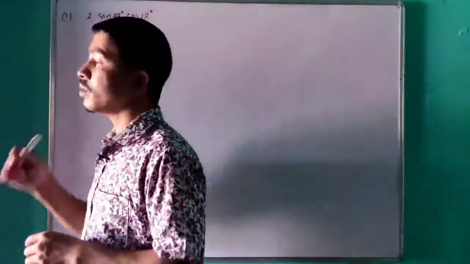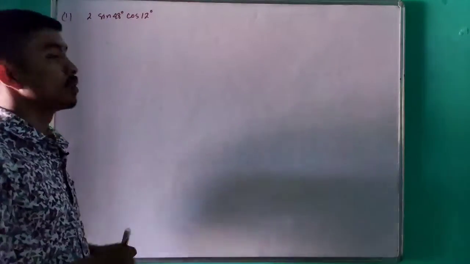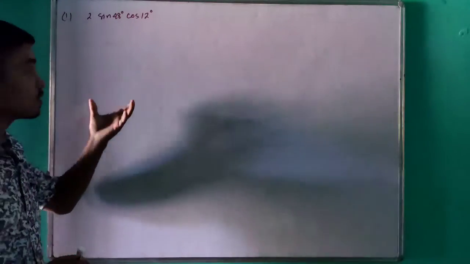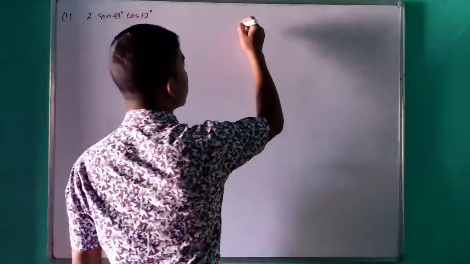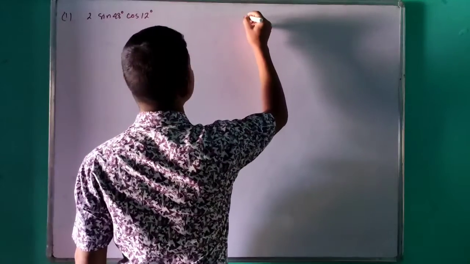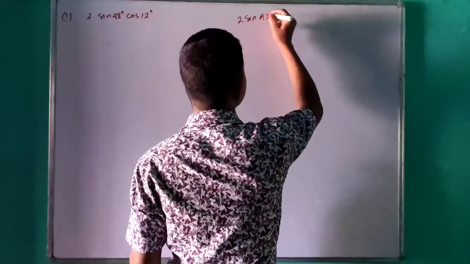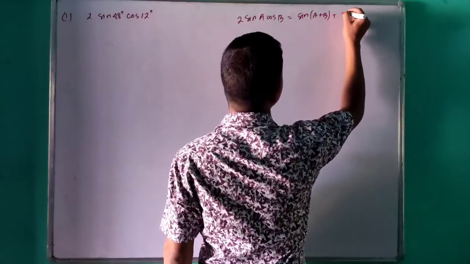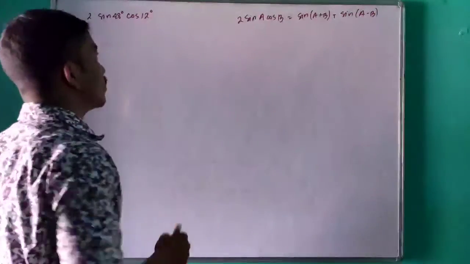So here is a simple question taken from your book, which tells us to convert this product into sum or difference. Now to convert this into sum or difference, first you must analyze it. So I have it in the form of 2 sine a cos b. So what was the formula? Recall it. If I have 2 sine a cos b, then it is sine of a plus b plus sine of a minus b. So applying the same formula here, what can I do?